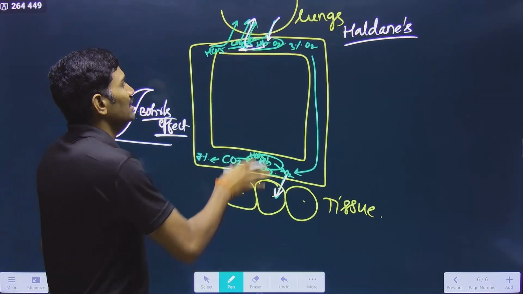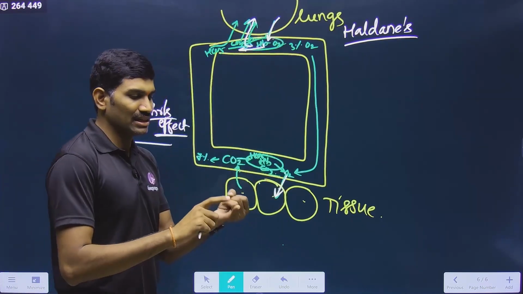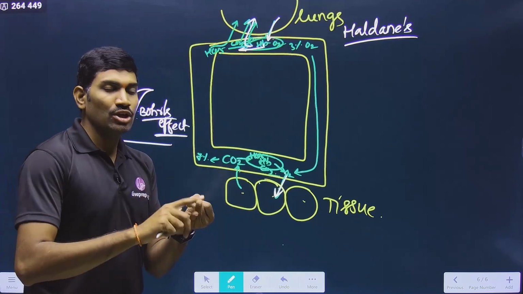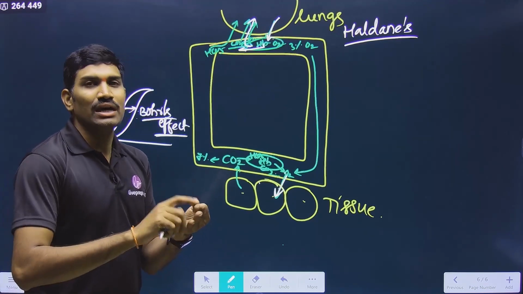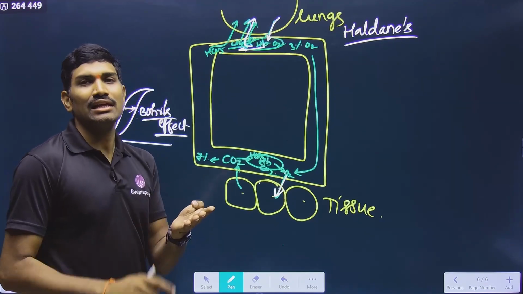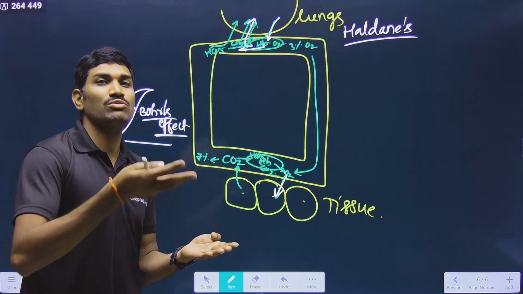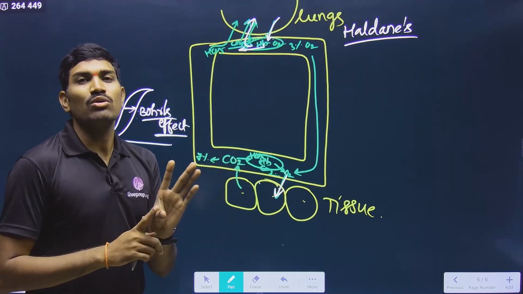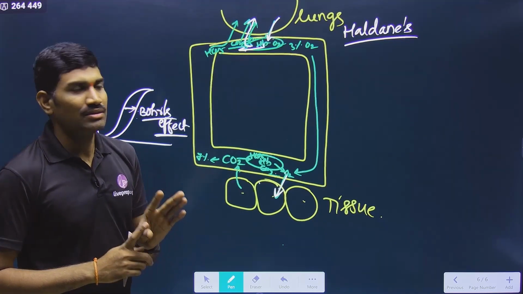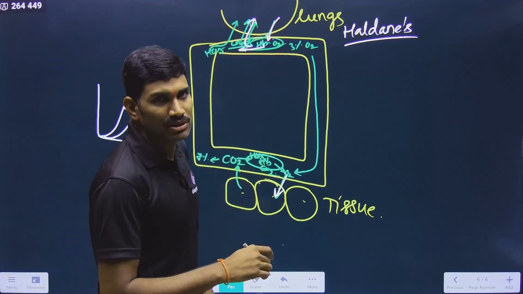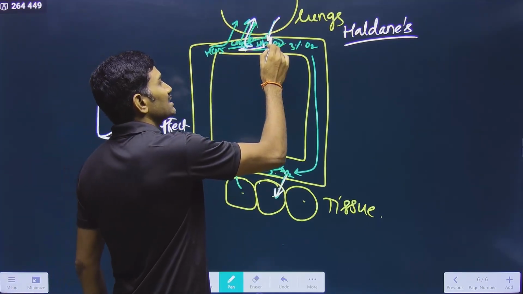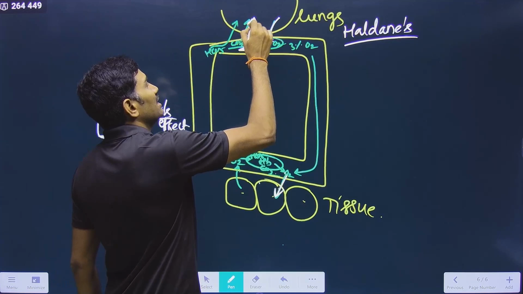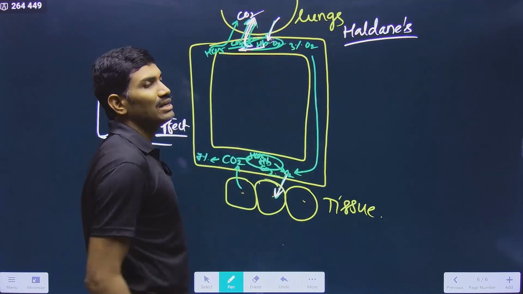And not only this, there are some factors here. What are the factors? High partial pressure of oxygen, low partial pressure of CO2, low temperature, and low H plus ion concentration, that means more pH value, and then low 2,3-BPG levels. These are the factors that we are observing at the lungs, so that these factors will help in easy diffusion of CO2 into the lungs.